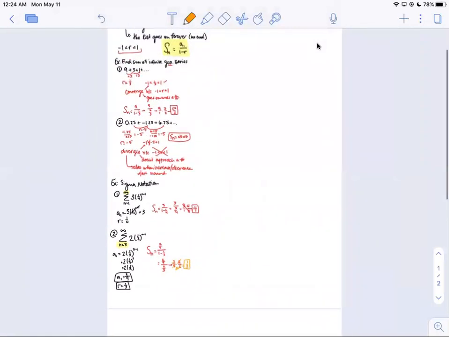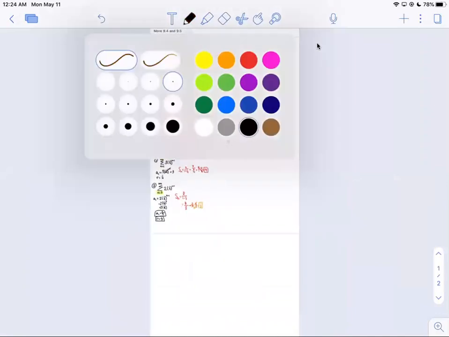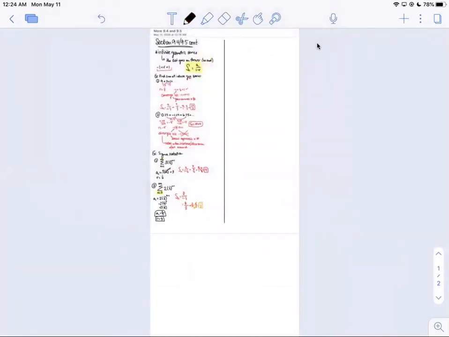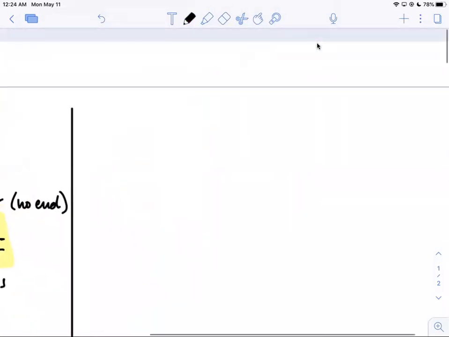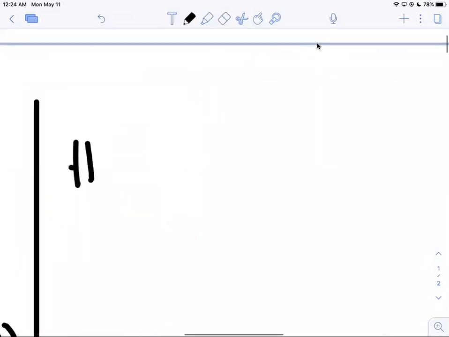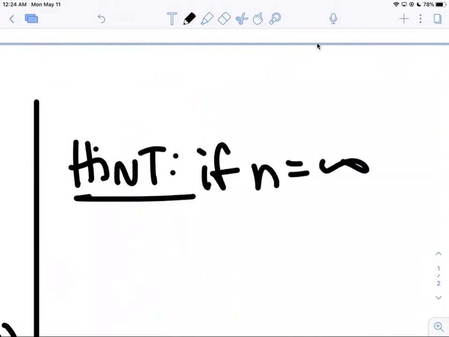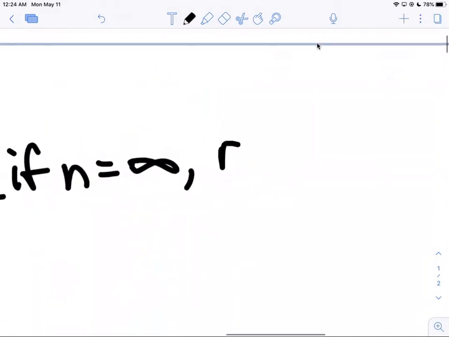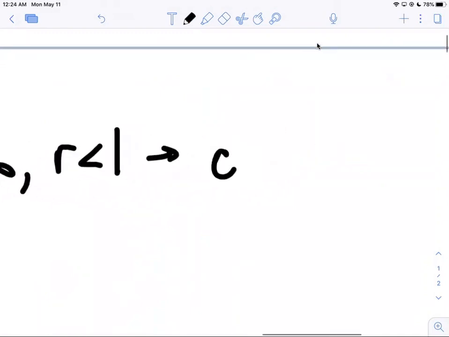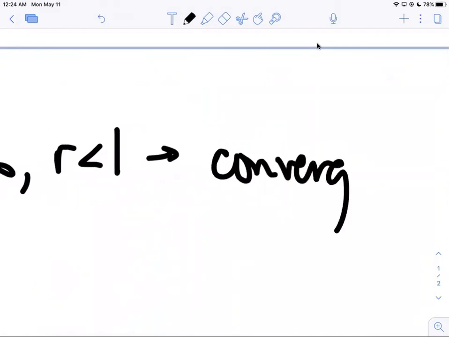Let's go to the top of the page. I've got a quick little rule for you that helps us keep things organized. I'll label this as a hint. Hint: if your n is going towards infinity, so like in your sigma notation, we've got n equals infinity, and r is less than 1, then that means it's convergent. It's going to converge as a series, and you're going to be able to find the sum.